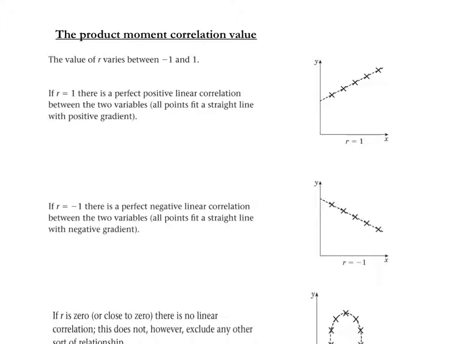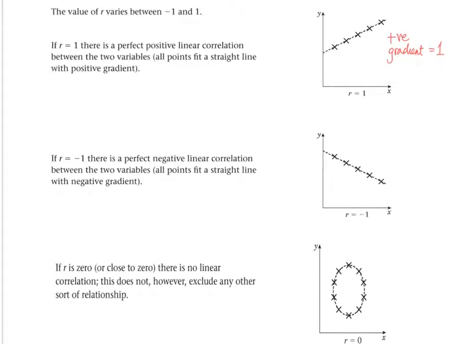So just to recap on the product moment correlation coefficient, or its value, if the value of R that you calculate is equal to 1, we have a perfect positive linear correlation. So that means as one increases, the other increases, and we get a nice positive gradient that is equal to 1. If R is equal to -1, then it's a perfect negative linear correlation. So as one variable increases, the other decreases and vice versa.